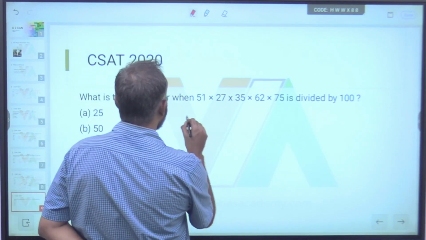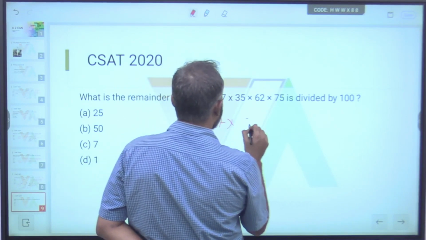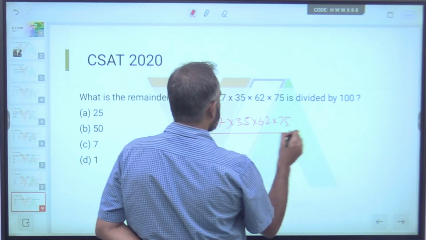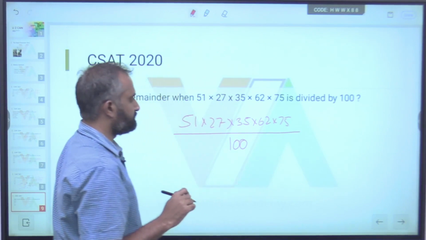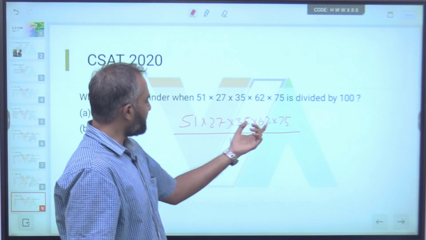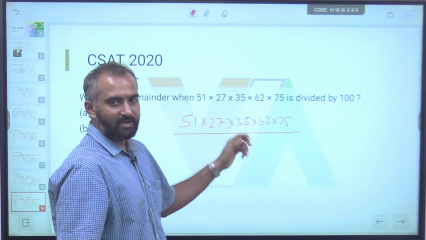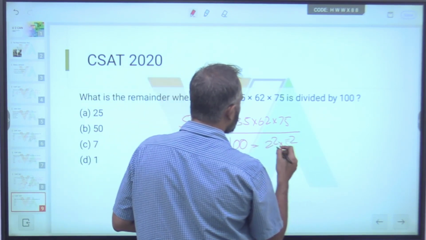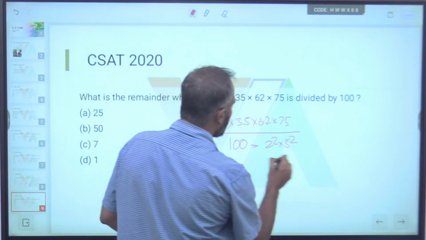What is the remainder when 51 into 27 into 35 into 62 into 75 is divided by 100? You see 5s are available here, but just like we dealt with the previous problem where we got 100 as 2 2s and 2 5s, 5s are available, but 2s are not available here. So, that approach may not work here.